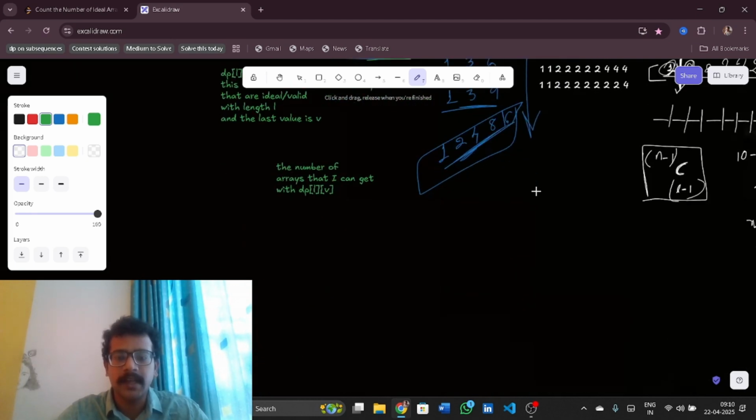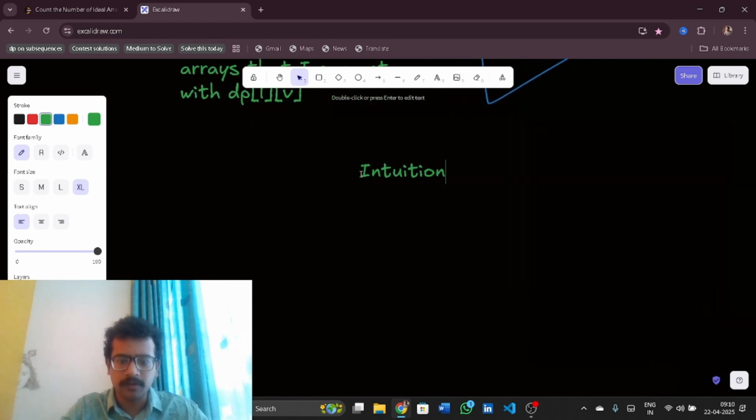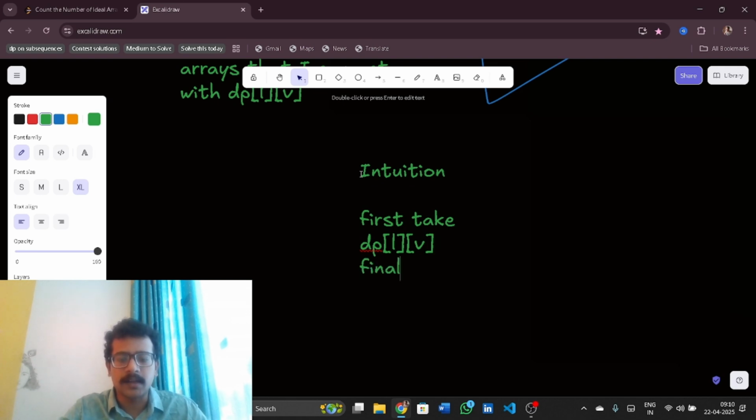So my intuition, I am just writing the intuition for this. The intuition is: first take dp of length and value, right? Now the value can be from 1 to 20, right? And I need to take only where the L value is 20. So get the final answer.